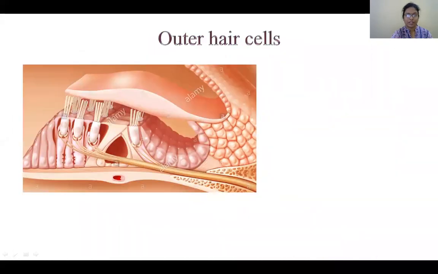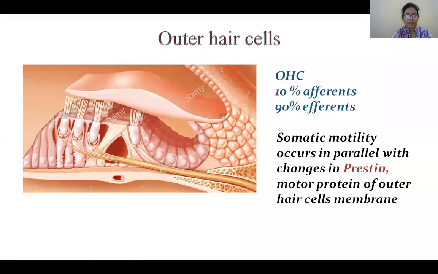Now let us just revise a bit about the outer hair cells. The outer hair cells send 10% of afferents and receive 90% of efferent information. The outer hair cells have prestin, a motor protein located in the cell membrane. This prestin offers somatic motility in parallel to the changes in the potential occurring in the outer hair cells.